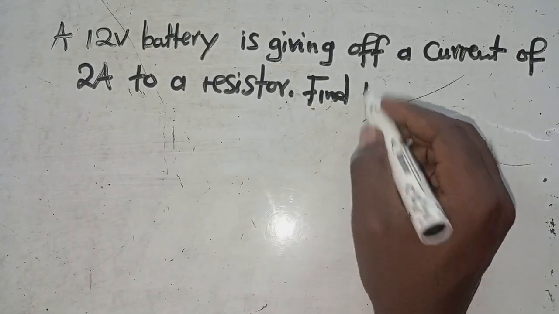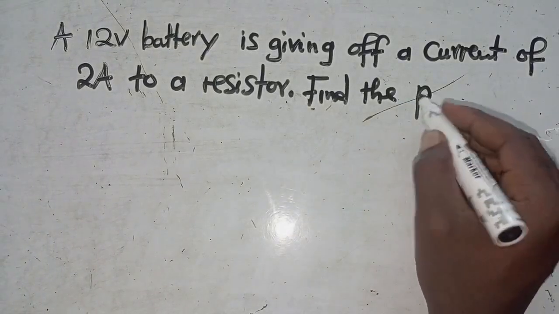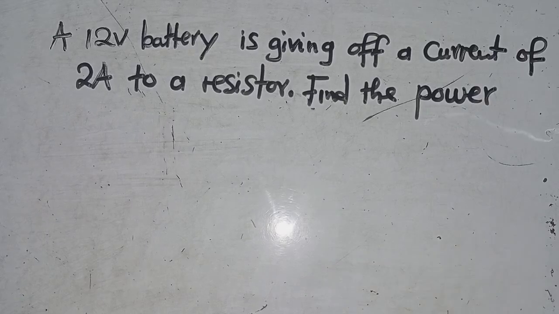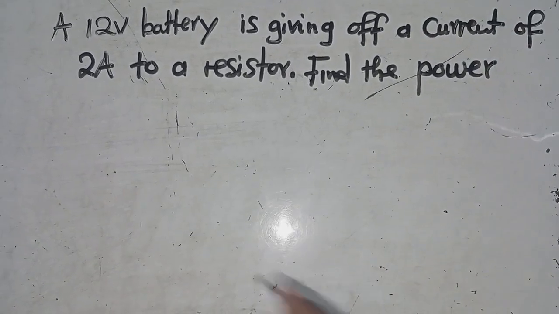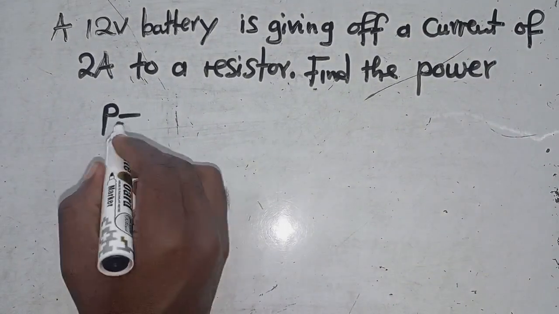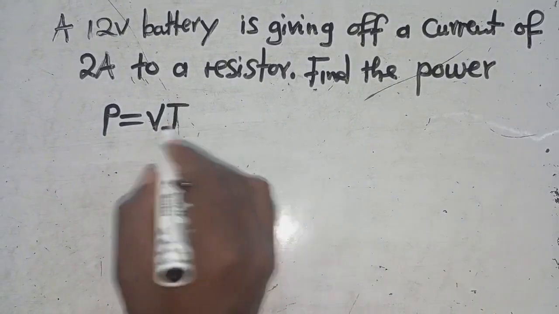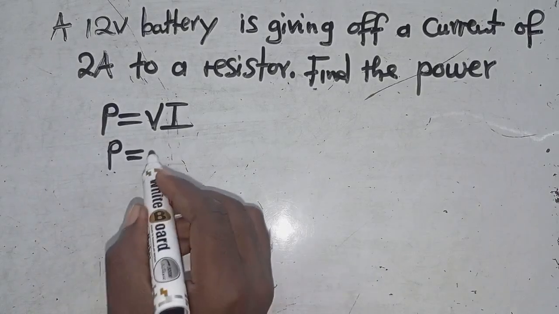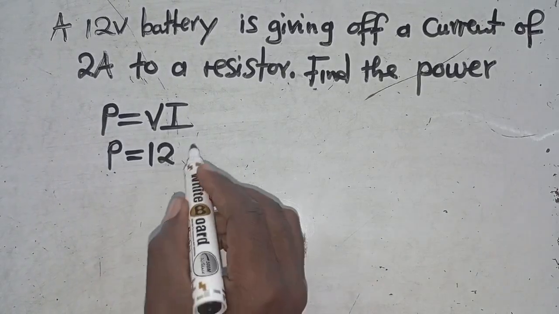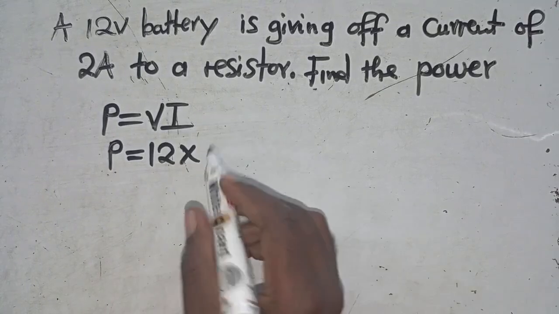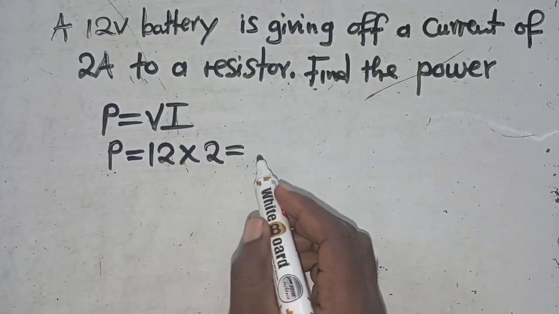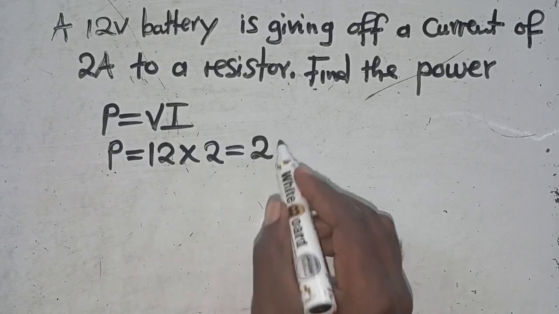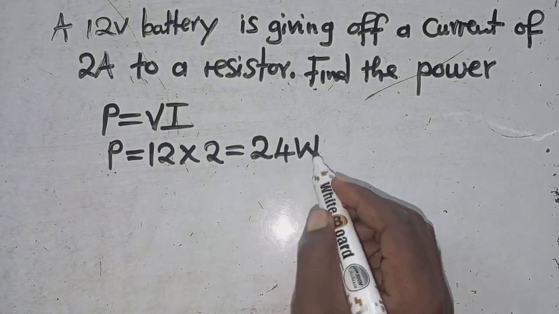Find the power. They are telling you to find the power now. How can you answer this question? You know that the formula is power is equal to voltage times current. So power is equal to, what is the voltage? 12 times, what is the current? 2. So what answer do we get when we multiply? We are getting 24 watts.